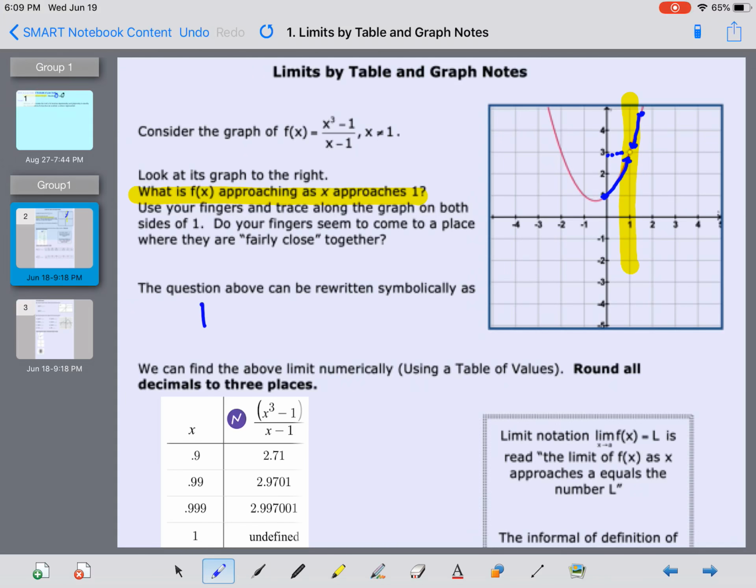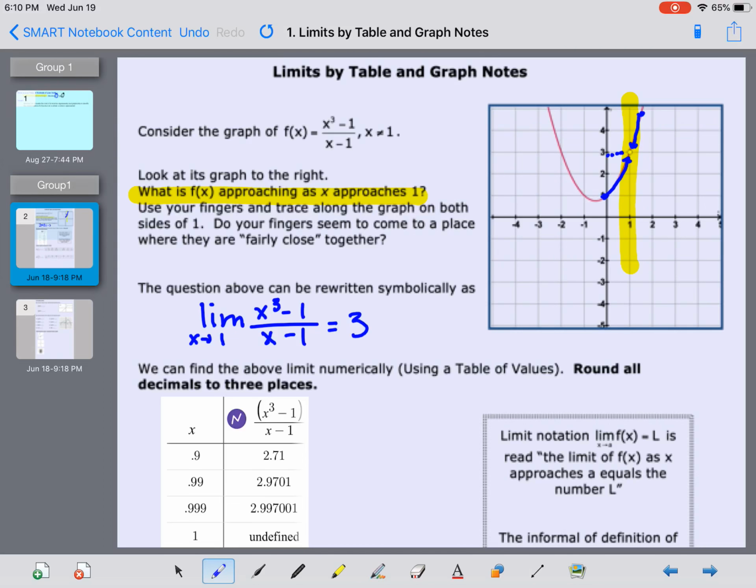So we're talking about the idea of a limit. So we use LIM for limit of the function, and we can either write f of x because it does have a name, or we can write the function here, and I'm just going to write the function. So the limit of x cubed minus 1 over x minus 1 as x approaches 1 is equal to 3.